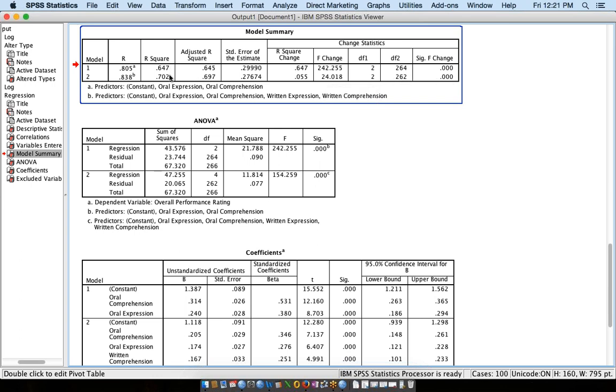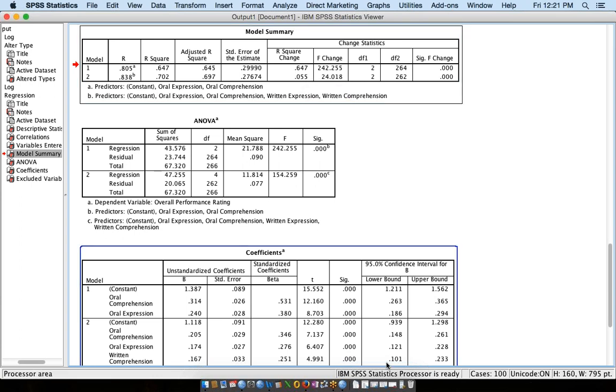So model 1 tells us the percent of variance that the oral components give us, which is 65. Model 2 tells us the percent of variance that all 4 give us, which is 70. And the difference between that is 6. There's some rounding errors here, but don't worry about that. Just always round to 2 decimal points.